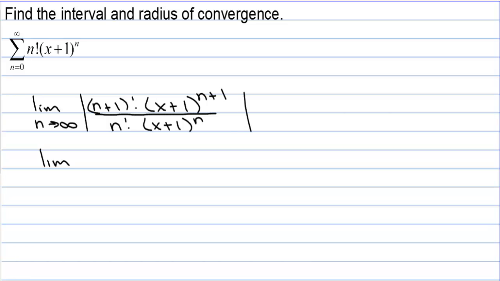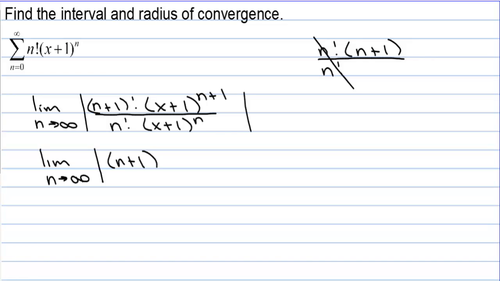All right, limit as n approaches infinity, absolute value. The top with the factorials, we can write that as n factorial times (n plus 1) over n factorial. So those are going to cancel. We get n plus 1 in the numerator, and then there's an extra x plus 1. N plus 1 versus n, there's 1 extra. The limit as n approaches infinity of n plus 1 is infinity. And then we have x plus 1.